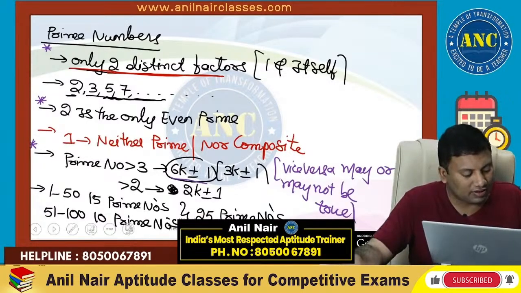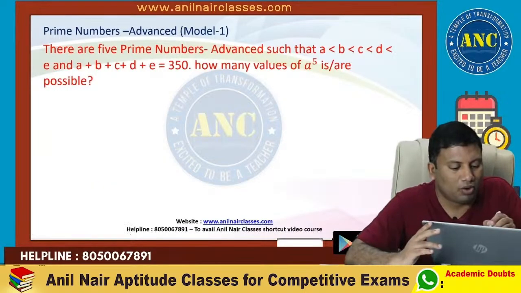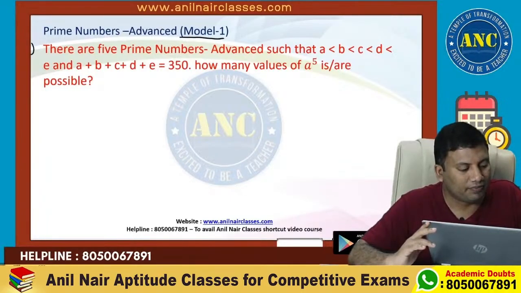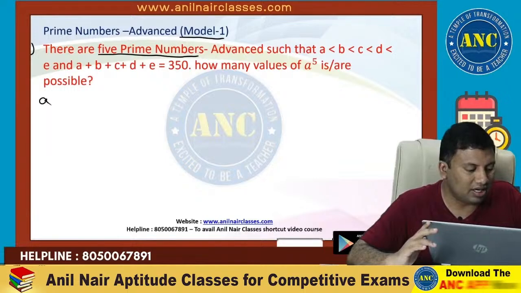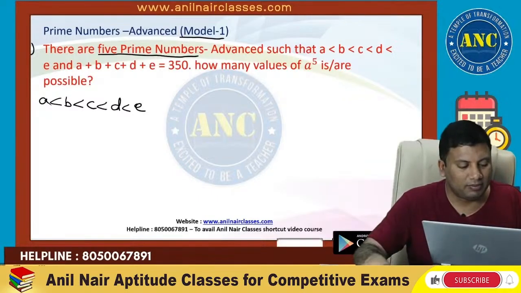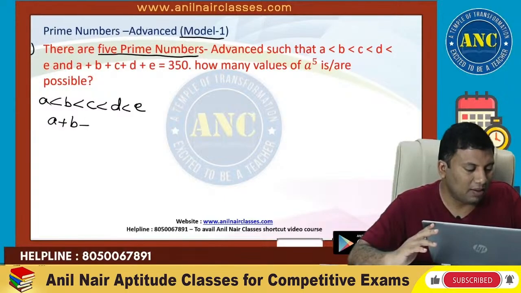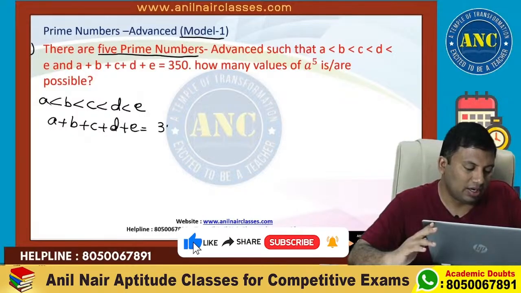Now let us solve the first problem. First problem, previous year examination question, model number 1. We will cover as per model, so it will be clear to you. There are 5 prime numbers A, B, C, D and E, with the condition A less than B less than C less than D less than E. 5 distinct prime numbers are given. Now he is saying A plus B plus C plus D plus E equals 350.